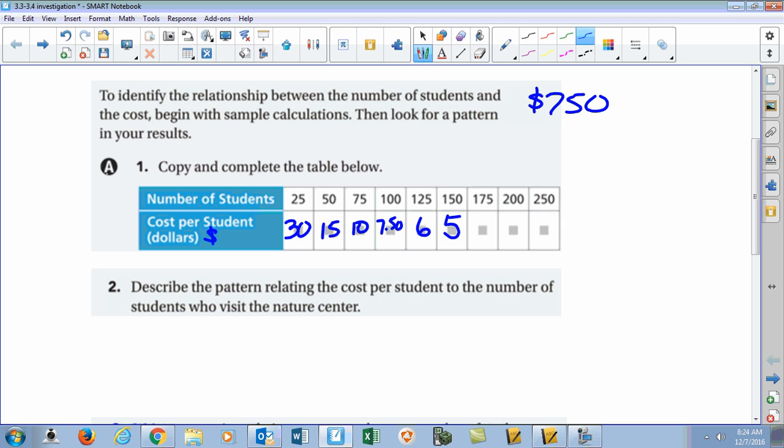175. What was it? Does it round up or no? So $4.30 if we round it. Okay, we're just getting the idea here. 200. I'm getting 3.75. If I take 750 and divide it by 200, yeah, it's 3.75. And then 250.